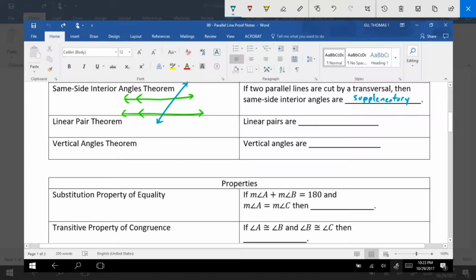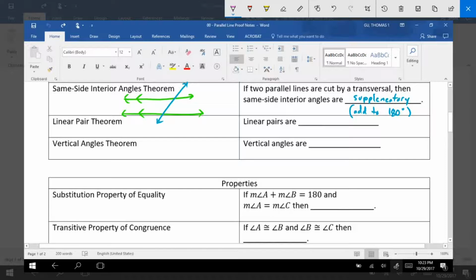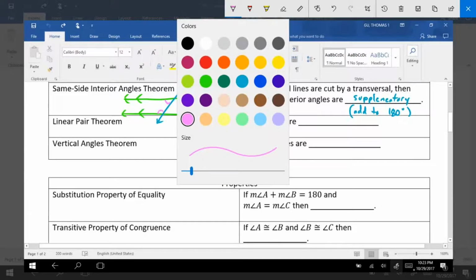And what does that mean? That means they add to 180 degrees. That's supplementary. Okay, so where are the same side interior angles? First of all, it's interior, so it's in between the two parallel lines, and they're same side, so it's on the same side of the transversal, which means on the interior would be right here. Boom. Those would be one pair of same side interior angles, and the other pair would be right here.